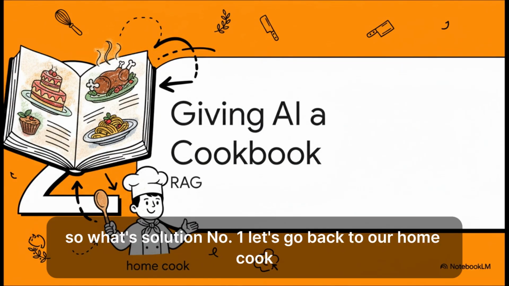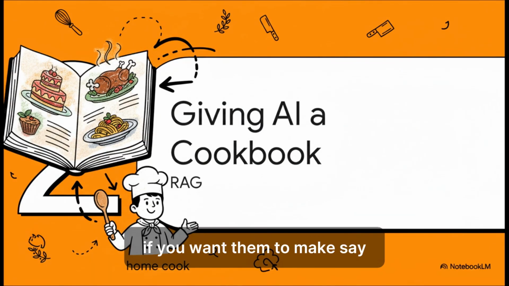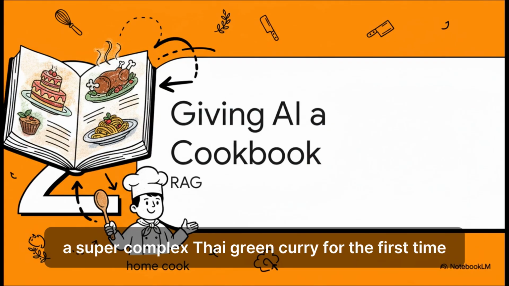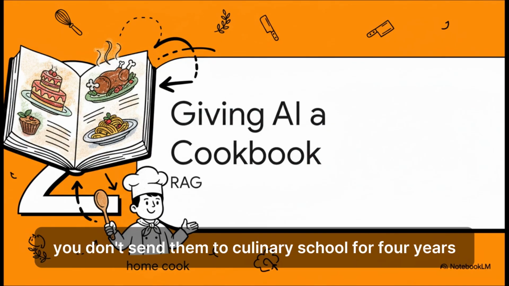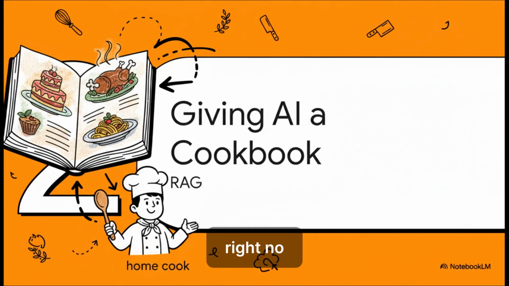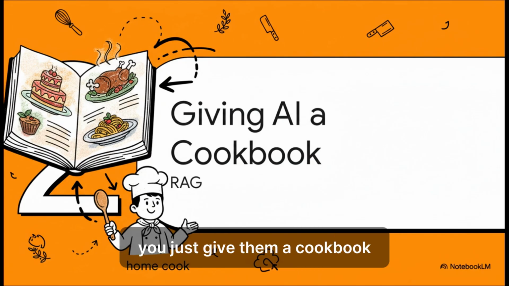Okay, so what's solution number one? Let's go back to our home cook. If you want them to make, say, a super complex Thai green curry for the first time, you don't send them to culinary school for 4 years, right? No, you just give them a cookbook. And that, in a nutshell, is RAG.